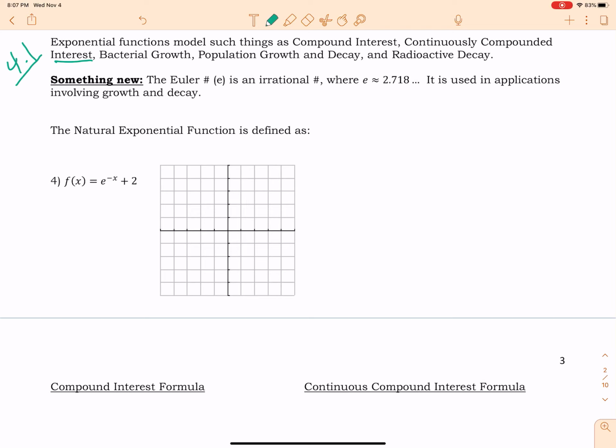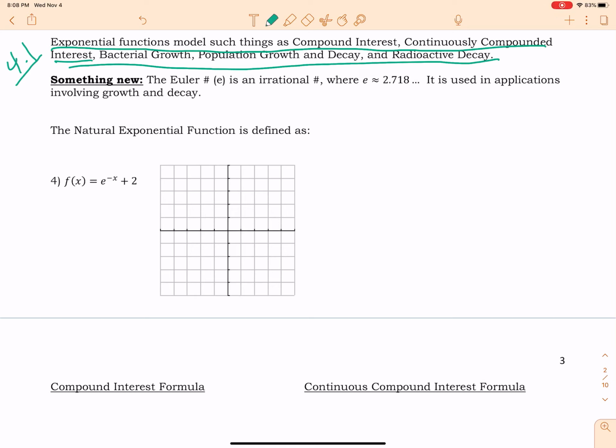We do use exponential functions for several different things, and we will do some of these application problems in the coming videos. Some of the things we use them for are compound interest, continuously compounded interest. We use them to show bacterial growth, population growth and decay, and radioactive decay. I think I said bacterial decay. I didn't mean that. That's what I meant to say.